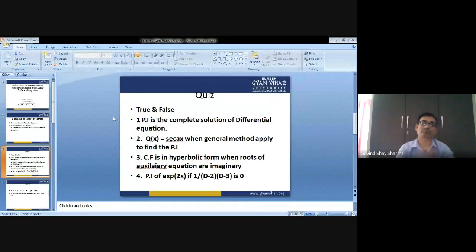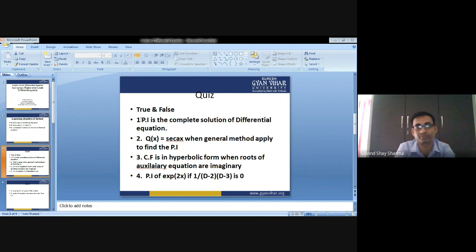Two and five. Here PI means particular integral. With the complete solution of a differential equation, you can easily say that PI is not a complete solution. PI is a part of the solution. So this is false. Qx is equal to sec kx when the general method applies.